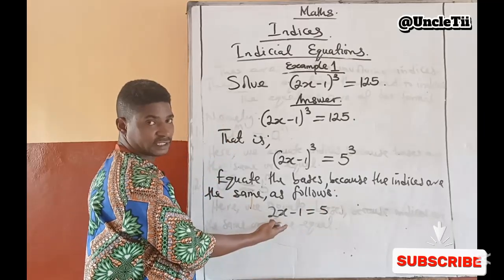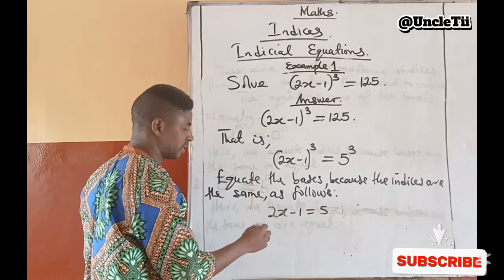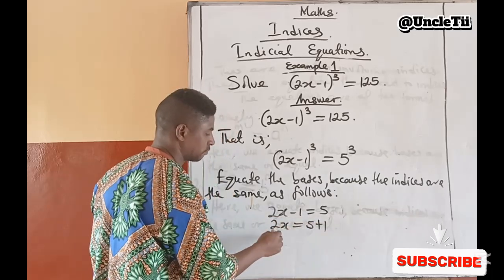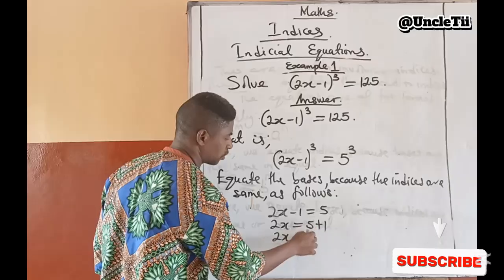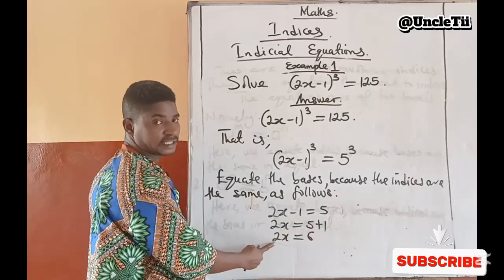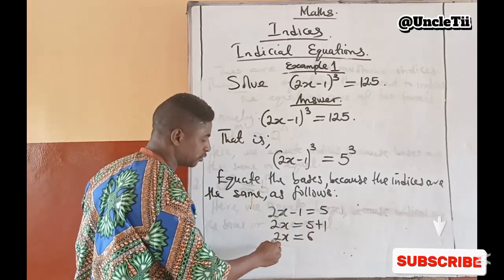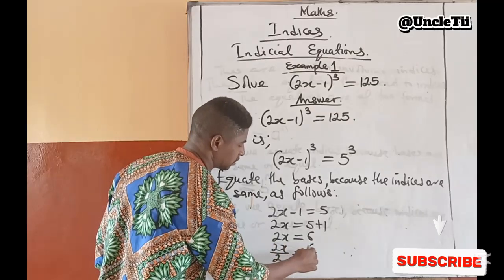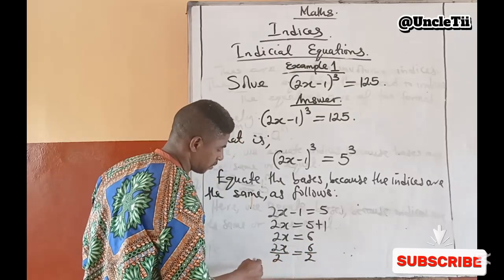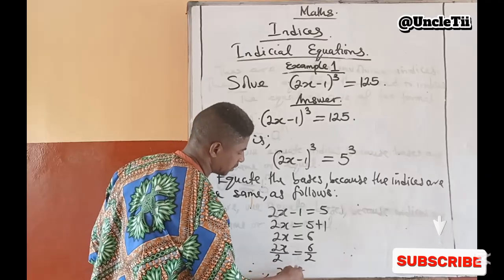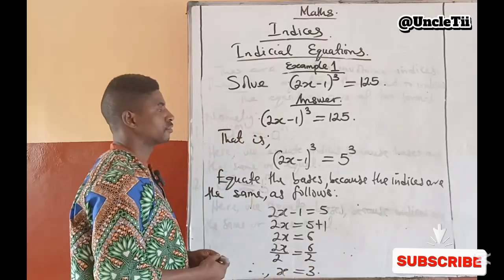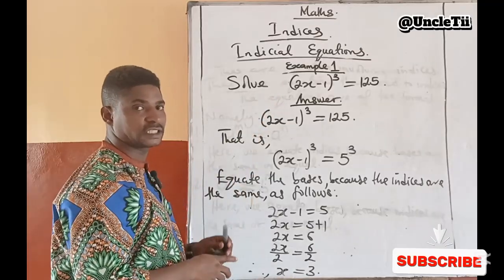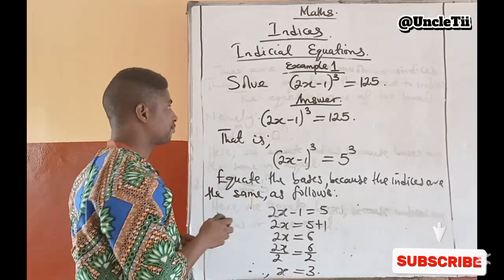It's simple arithmetic now. All we need to do is to simplify by collecting like terms. 2x equal to 5 plus 1, giving us 2x equal to 6. x has a coefficient 2. Use it to divide both sides. 2x over 2 is equal to 6 over 2. Therefore, x is equal to 3. So the solution to this indicial equation is x equal to 3.